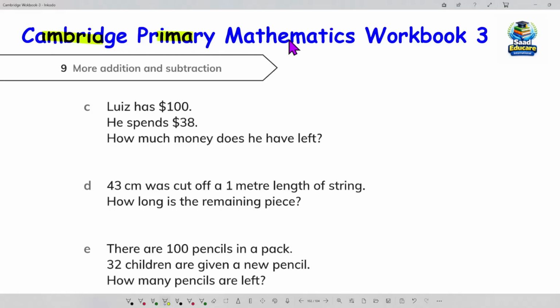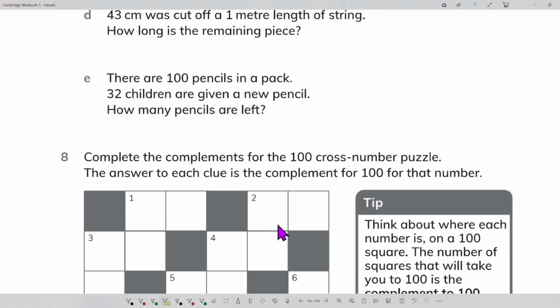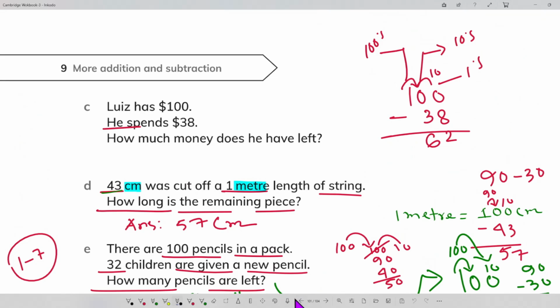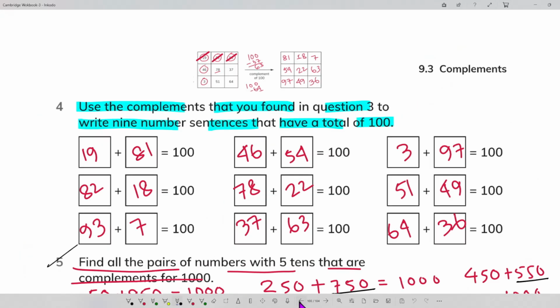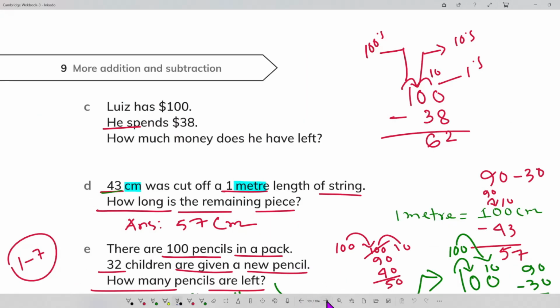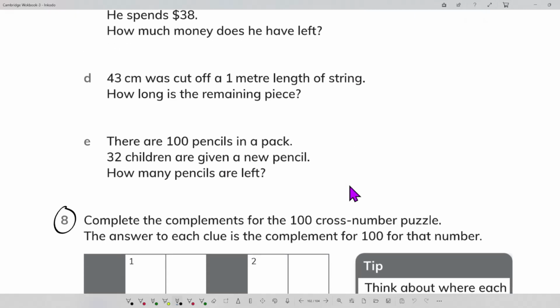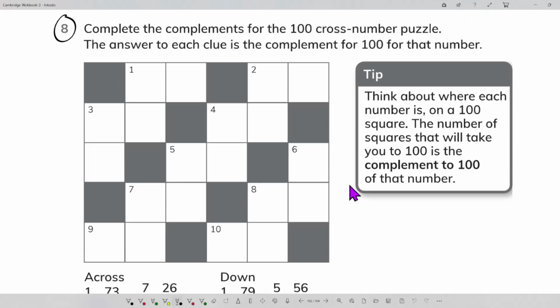Cambridge Primary Mathematics Workbook 3. We are starting exercise 9.3 question 8. Last video we completed 1 to 7. Lots of math we have completed. This video we are starting from question 8. Very interesting question. Let's get started.